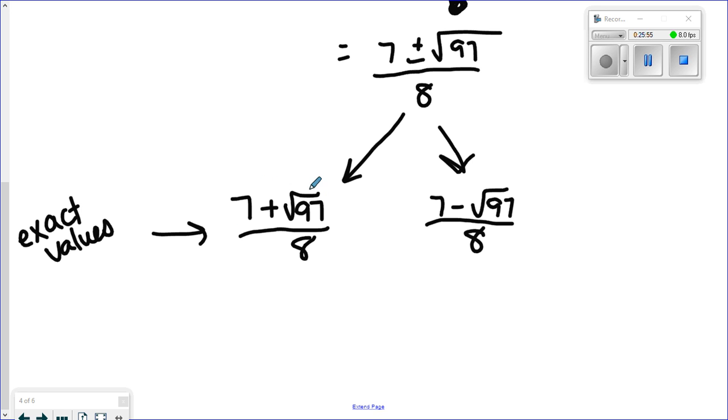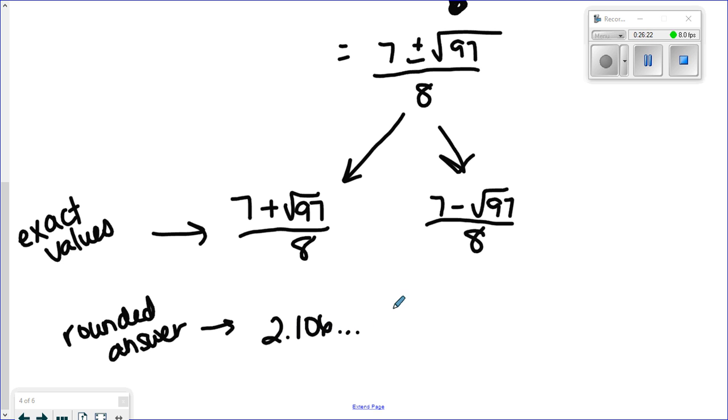So if I was asking you for an exact value, even though it seems kind of wild to write that as an answer, it is actually correct because we don't want a rounded value associated with this radical. If you wanted a rounded answer, you could punch it in your calculator and get your decimal approximation. So this first one, I believe, is 2.106. There might be more numbers after that. And this second one is negative 0.356, and there's probably numbers after that as well.